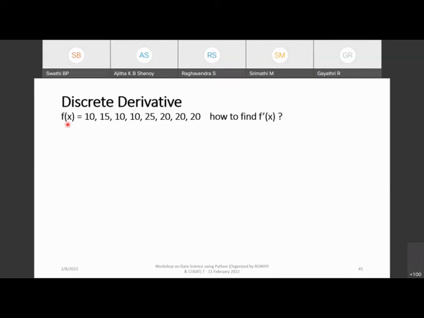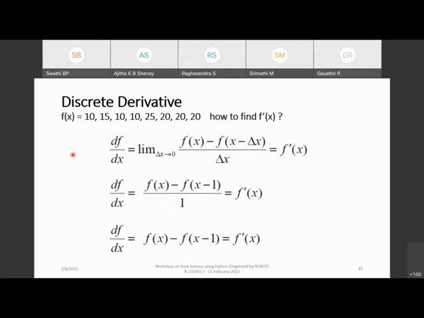Okay, now we will see how to find the derivative of this function f of x. It is very simple. You know the equation of df by dx is equal to limit delta x tends to 0, f of x minus f of x minus delta x divided by delta x. And since these are discrete values, they are countable. So we can directly take delta x equal to 1 here. So initially if it is x, then it is x plus 1, x plus 2, x plus 3, like that it goes. So delta x can be changed to 1 here.